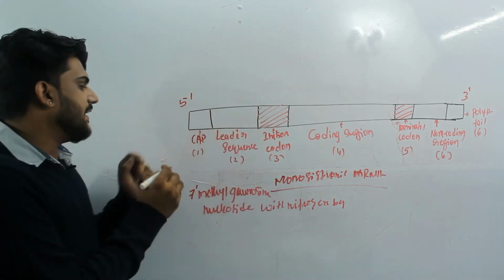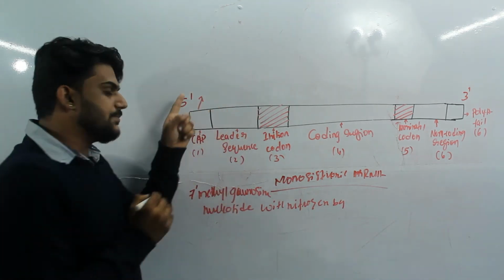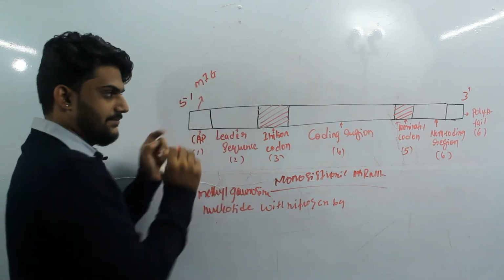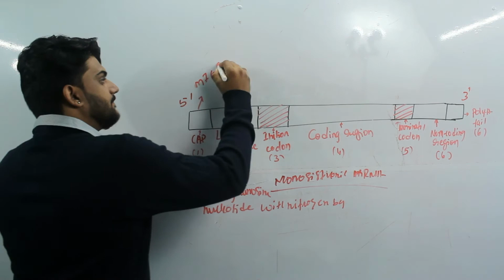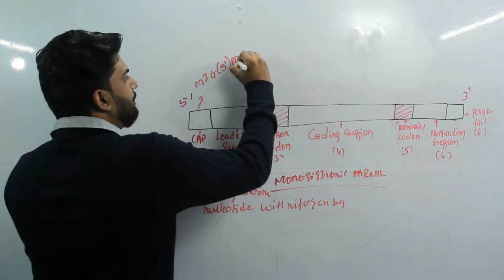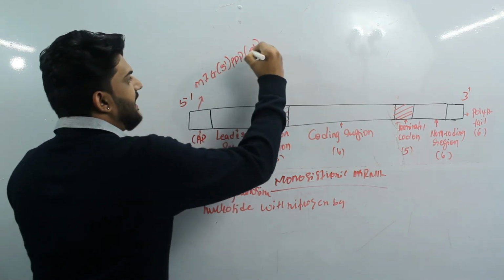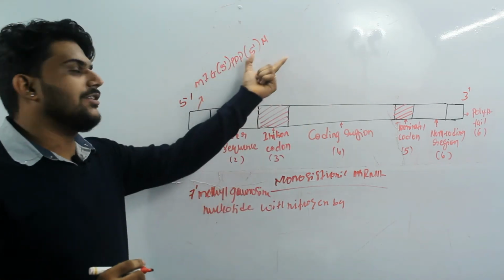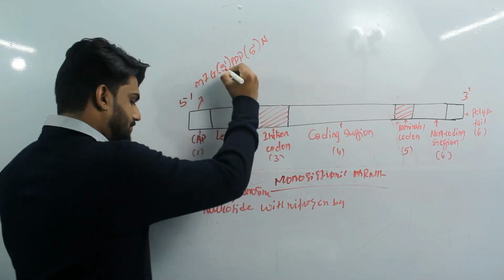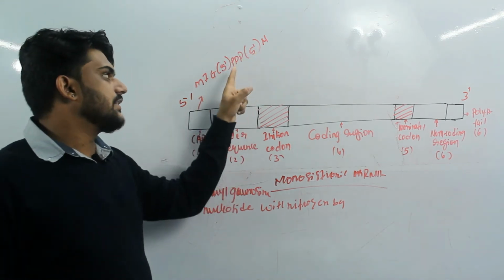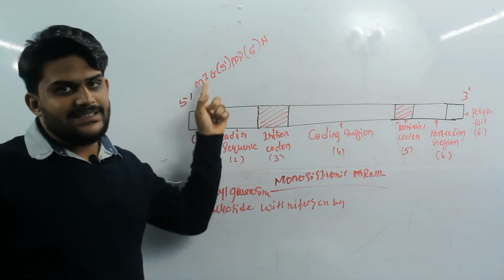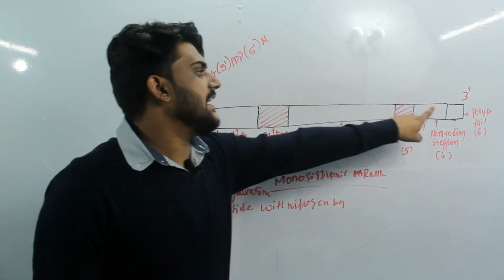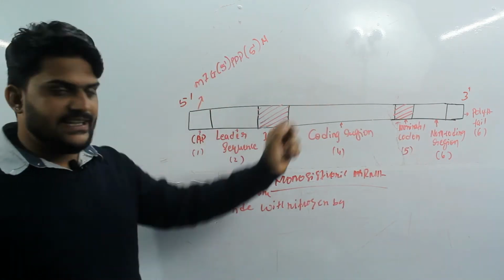So this can also be termed as M7G 5'-PPP-5'-N. It is 7-methyl guanosine with a nucleotide attached to the nitrogen base with a phosphate end. As you can see, mRNA starts from the 5' end and ends with a 3' end.